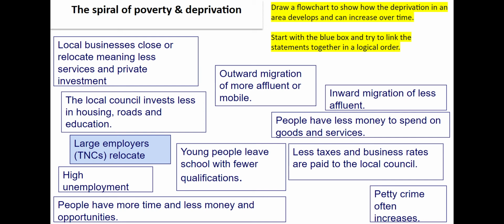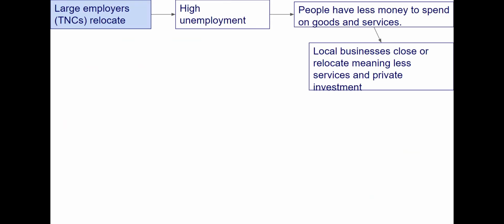So what we need to do is create a flow chart out of these different statements to show how they link together. Now, there may also be links within this. It's quite a complicated process, like a web, really, rather than a flow chart. But I suggest we start with this first blue box, which is often how deprivation in areas starts: when a big major employer shuts down. Okay, so I've started this on this slide here.